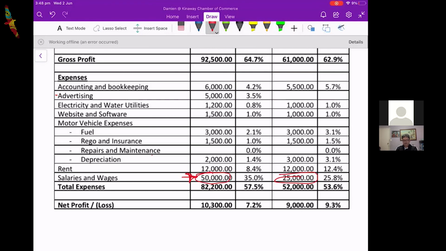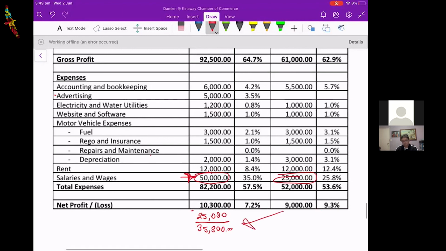instead of it sitting there as a profit. Because if it was sitting there as a profit, then instead of that 25,000 going to a salary, it would go to the profit or the bottom line, the net profit, and this would actually be sitting at $35,300 as net profit. And that's a lot better than last year, a lot better.